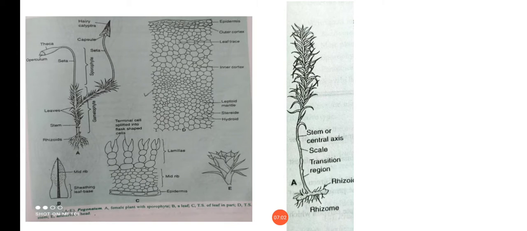It consists of a central axis, the stem, which bears scaly and green leaves. Scaly leaves are present on the basal portion of the stem, while the upper portion includes the normal leaves.